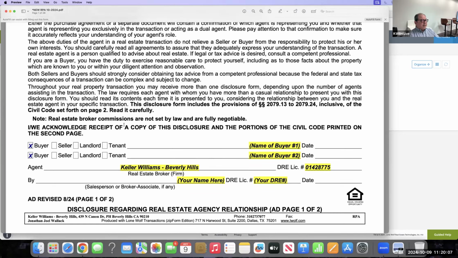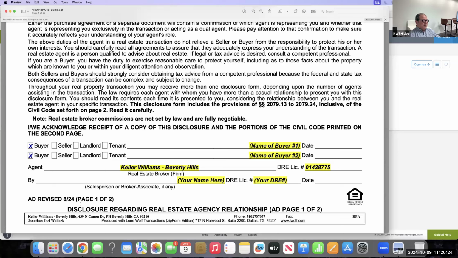They added a sentence here that says real estate broker commissions are now set by law and are fully negotiable. That is brand new, so that's interesting to see on an agent agreement. Where is that? It's right here: real estate broker commissions are not set by law. So that was recently added.